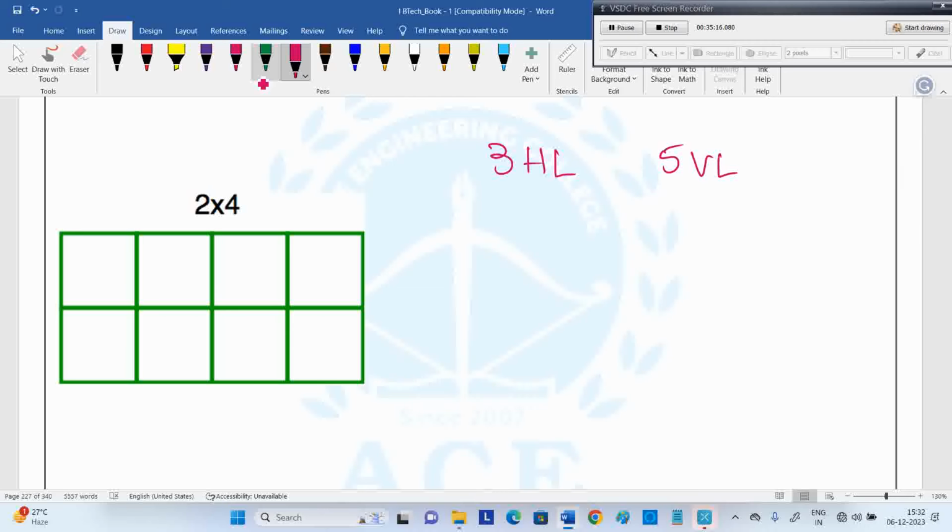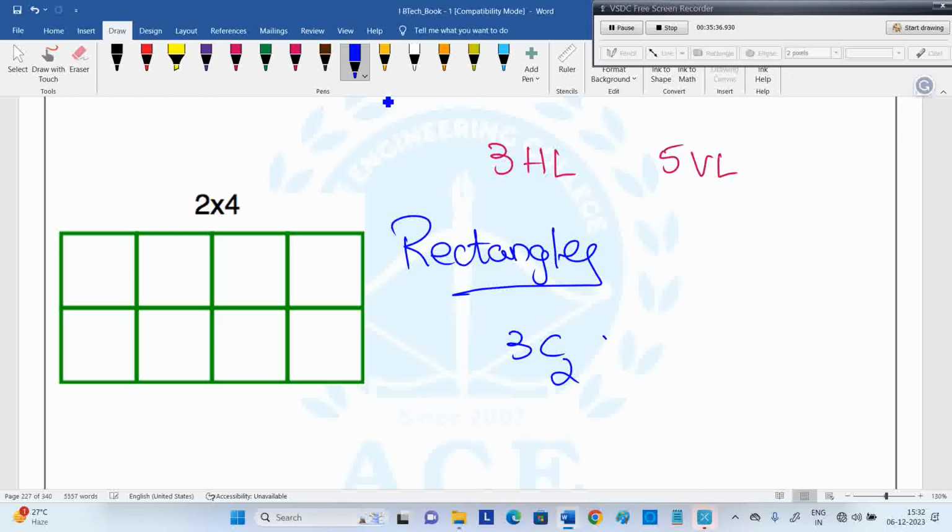So now, what's the shortcut to calculate the number of rectangles? Some people may be worrying, sir, this is a square shape. No worry. I said a square is also counted as a rectangle by default. So, number of horizontal lines and vertical lines: you need 2 from horizontal lines and, because of that multiplication, 2 from vertical lines. 3C2 means 3 into 2 divided by 2. 5C2 means 5 into 4 divided by 2, which is 10. You got a total of 30.